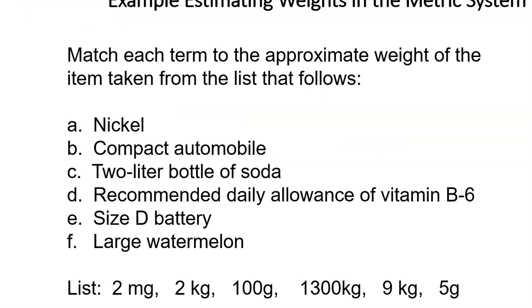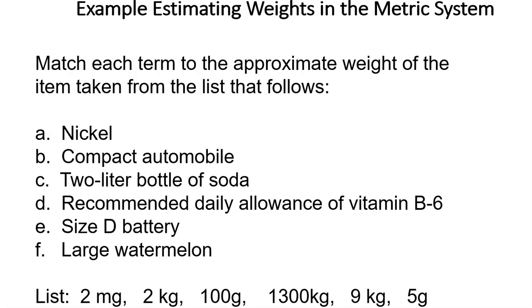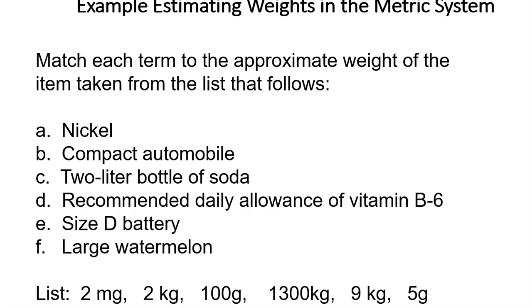All right, so this is kind of an interesting matching game. Do you have any idea what these things weigh in the metric system? We've got choices down the bottom that match up with all these things up here: 2 milligrams, 2 kilograms, 100 grams, 1,300 kilograms, 9 kilograms, and 5 grams. What do you think these things weigh? A nickel, a small car, a 2-liter bottle of soda, how much vitamin B6 you should get, a size D battery, and a large watermelon.